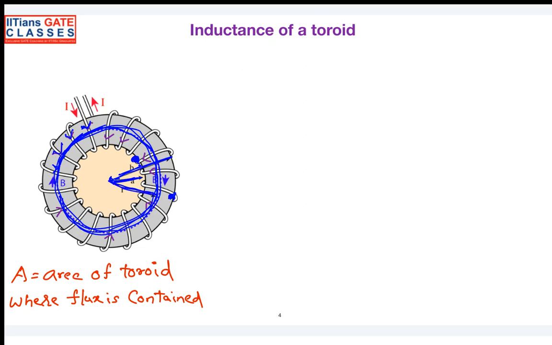So in that case, what does Ampere's law say? You find out the line integral of the magnetic field intensity in this particular loop, which is inside the core, having a radius of R. That is equal to the current which is enclosed. So can you tell me what the magnetic field intensity is in that case?